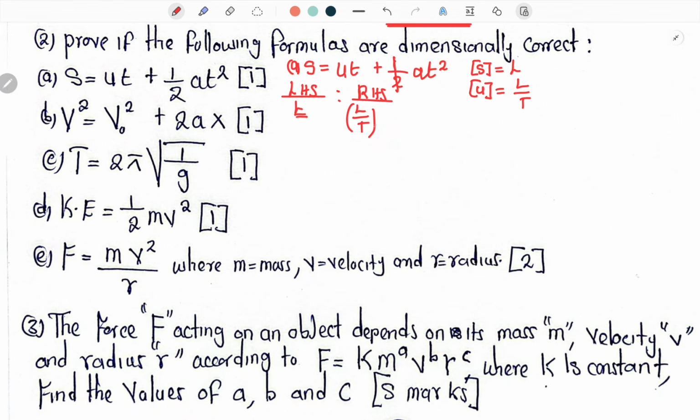over t. Dimensions of time is simply capital letter T, plus the dimensions of acceleration, which we already know is L over t to the power 2, and then multiplied by time, which is simply t to the power 2. So basically you cancel out this and that is going to cancel. Then you're going to remain with L plus L, which will give you 2L. Now your left-hand side has L, and your right-hand side is going to have 2L.